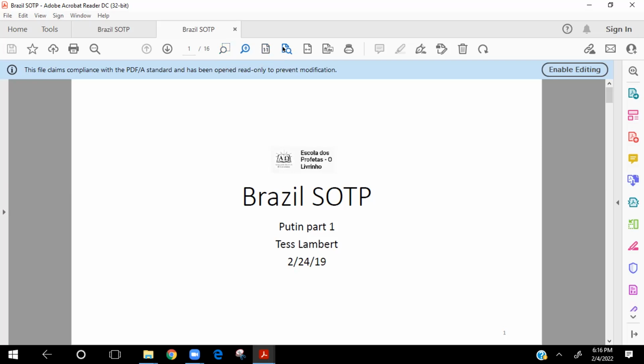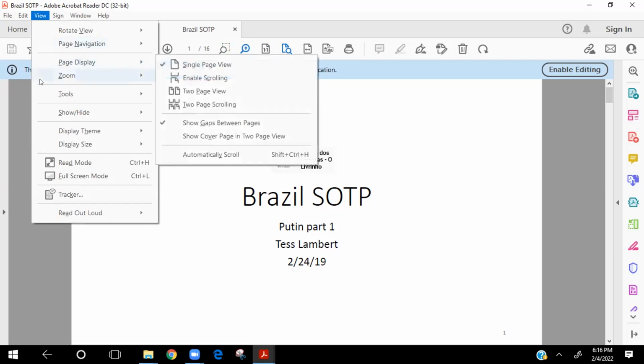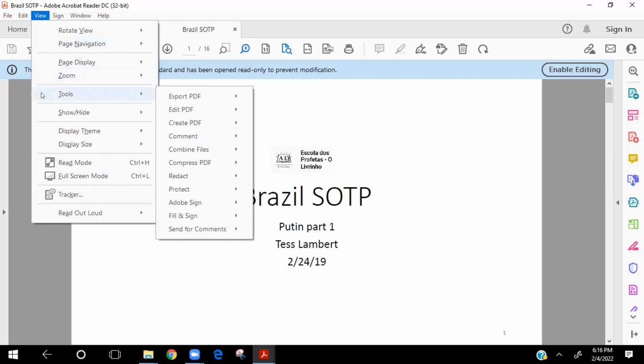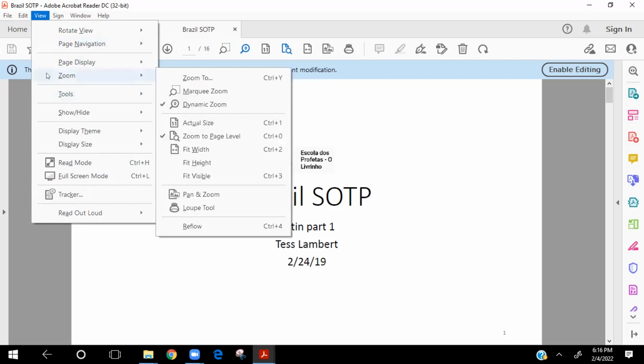I think it was, didn't we find it under zoom under view? Remember, I think it was under view. We found it. Yeah, we can check it. And then we want to zoom. So hover over zoom. And then we wanted zoom to page level, or shoot, I forget which one it was.